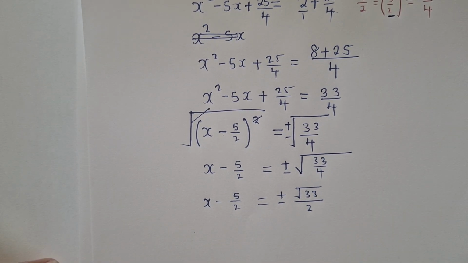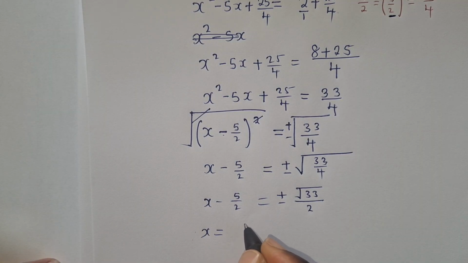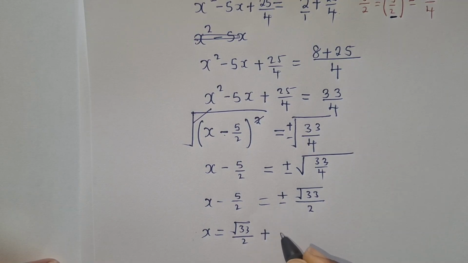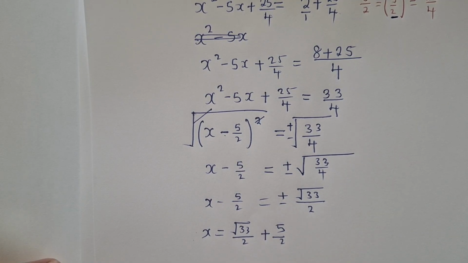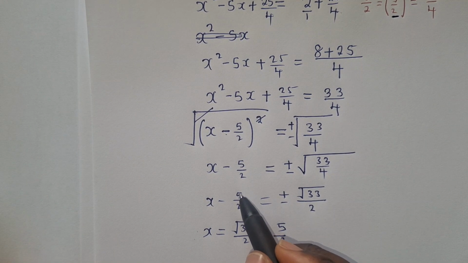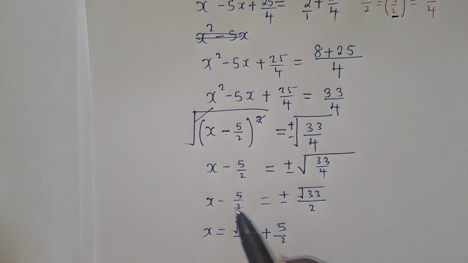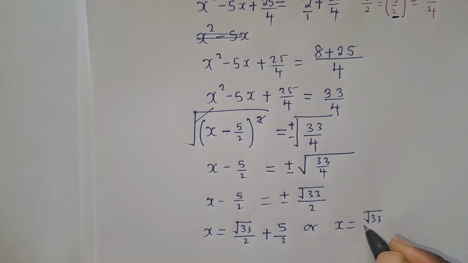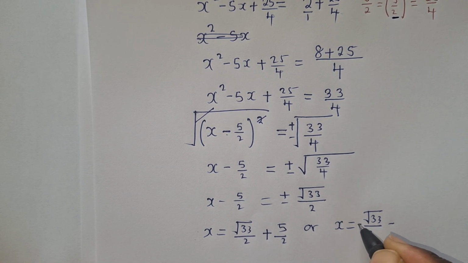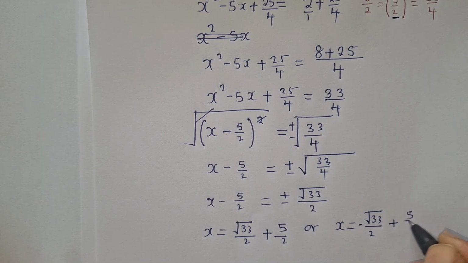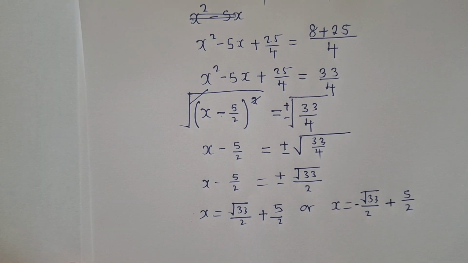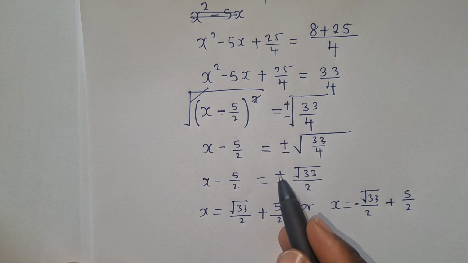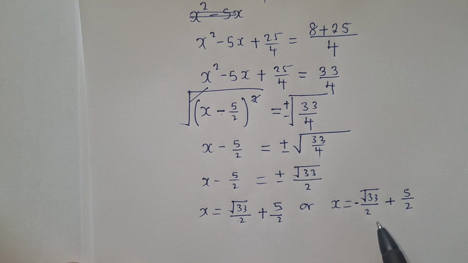So now we can say x is equal to square root of 33 over 2 plus 5 over 2, like that. Okay? So this 5 over 2 will come this side. It was minus, it's now plus. Or you can say x is equal to square root of 33 over 2, this is actually negative, plus 5 over 2. Okay, you see what has happened here? This guy has gone the other side, and the same. There is positive and negative. This is positive, this is a negative.